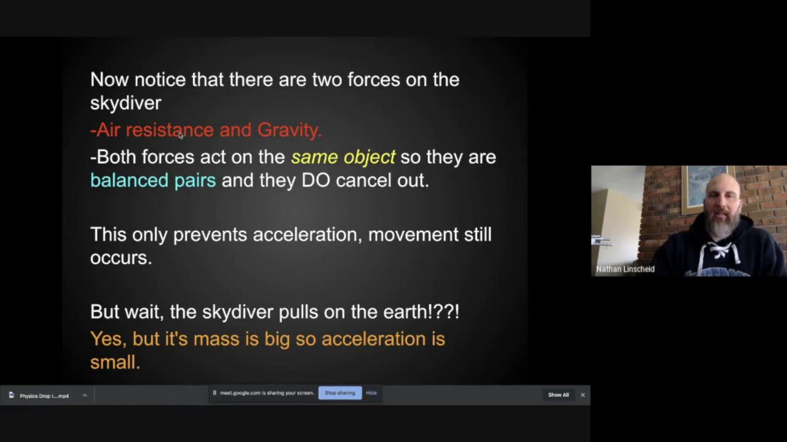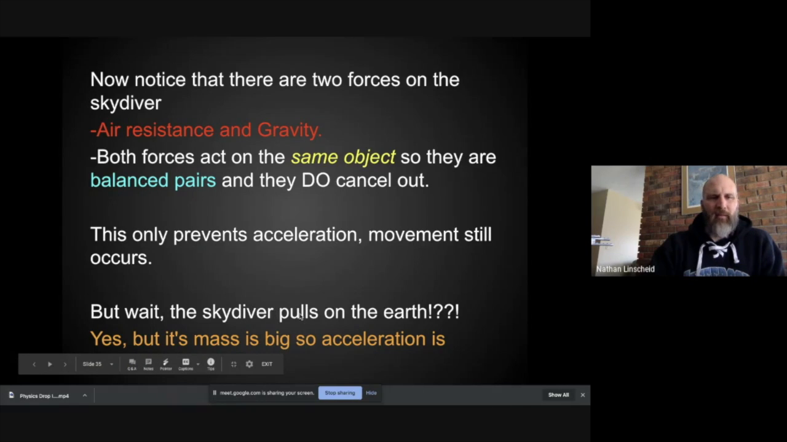But the air resistance is coming from the air. The gravity is coming from the Earth. And they are acting on the skydiver. So both of them are acting on the same object. Those are balanced forces. Okay, this causes the skydiver to stop accelerating, but the skydiver is still going to move.